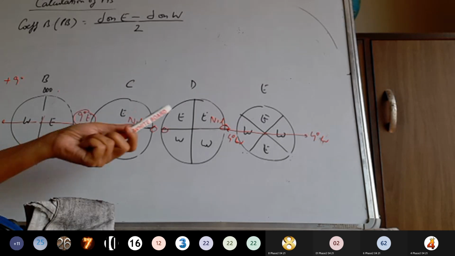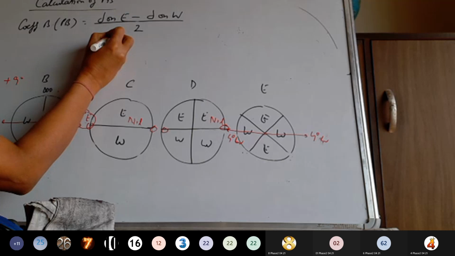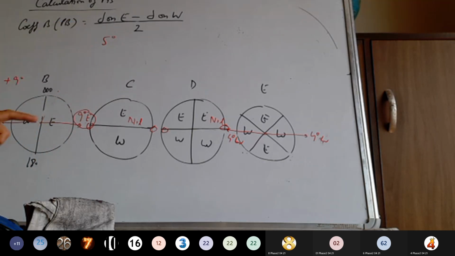This is 9 degrees east, right? And this is how much? 4 degrees west. So how much will you have? Total deviation will be how much? 5 degrees. So when we take the compass error using sun on this ship, what is the deviation on easterly heading you will get? 5 degrees, correct? So we put here 5 easterly. What will be the deviation on westerly heading?